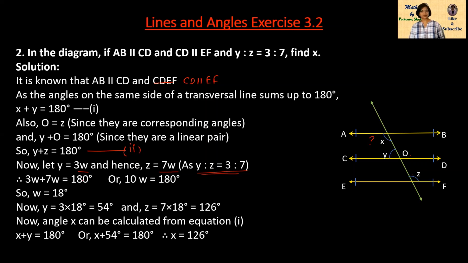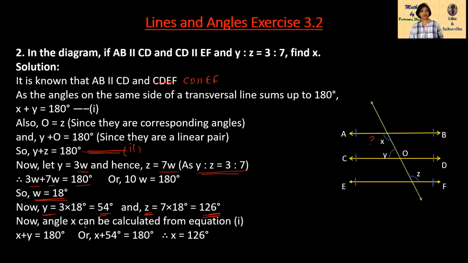So now from equation 2, y plus z, we can write 3w plus 7w equals to 180. So the value of w we will get is 18 degree. Now we can find out the value of y and value of z, right? So value of y equals to 3 into 18 and value of z equals to 7 into 18. So these values will be 54 degree and 126 degree respectively, means y equals to 54 degree and z equals to 126 degree.